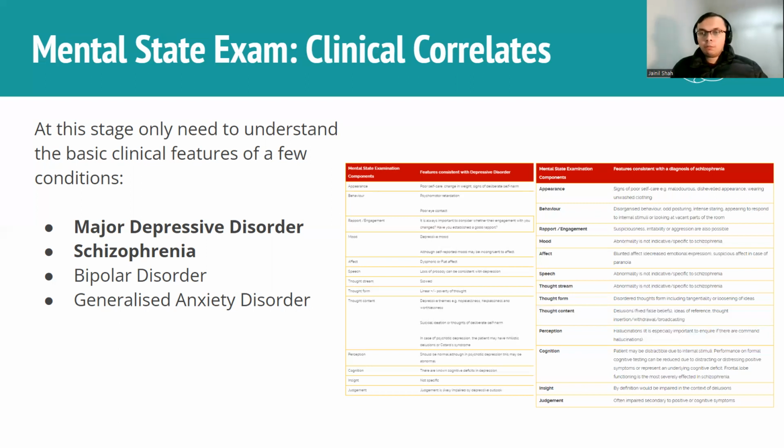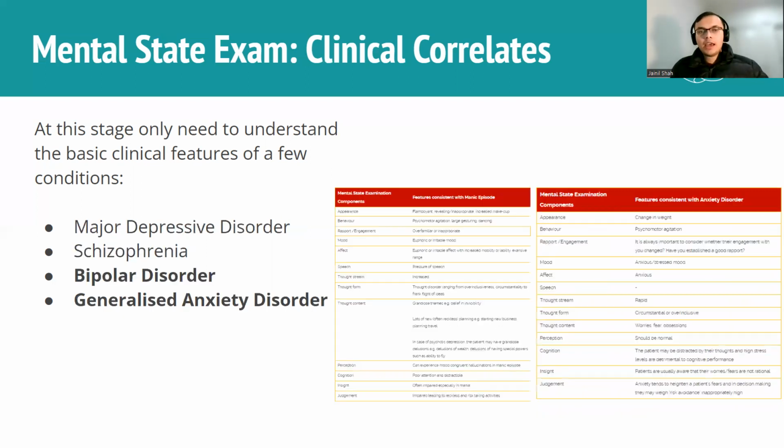Again, insight will be quite poor because they have that fixed delusion and they don't really see past that. They have really strong conviction and they're adamant that they're correct. And then judgment would also be impaired because of that delusion, and they might be almost entirely consumed by it and not be able to think rationally. Yeah, so that's schizophrenia. And then the last two, bipolar disorder and generalized anxiety disorder.